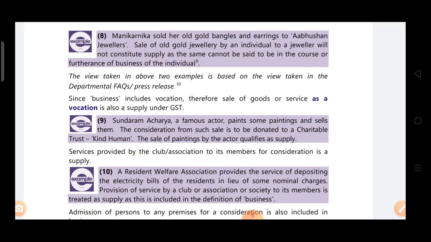Now next, since business includes vocation, therefore sale of goods or services as a vocation is also a supply under GST. Earlier they mentioned that three conditions of supply are there. Supply should be of goods or services, it should be for consideration, and it should be in the course of furtherance of business. If any activity doesn't satisfy any of the three conditions, but it satisfies the definition of business, then it will be termed as supply.